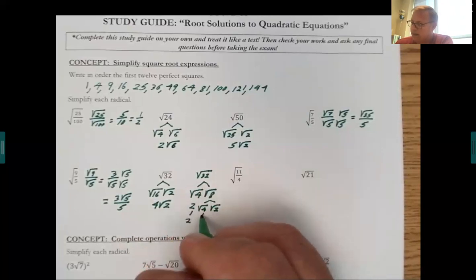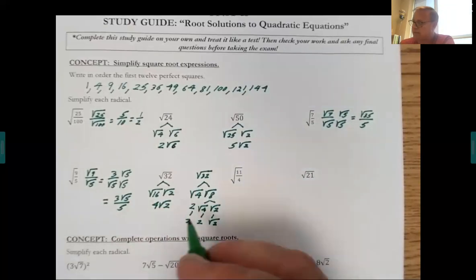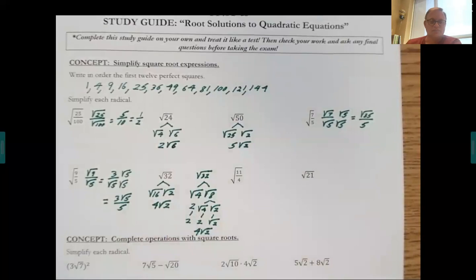Namely, that 2 comes down. The square root of 4 becomes 2. And the square root of 2 still stays. And because of multiplication properties, which we'll get to here in a moment, this becomes 4 square root of 2. And you are done dealing with that one.